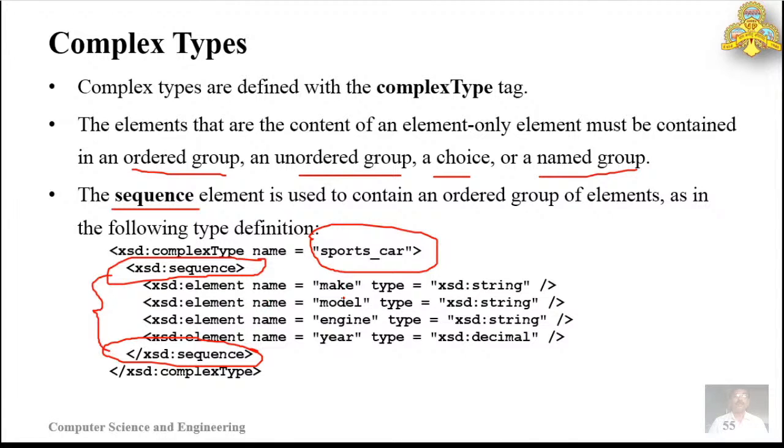So there are 4 child elements for sportsCar. One is make, next one is model, next one is engine, and year. The important point here is that this is an ordered group of elements. These 4 must exist in the sportsCar element, and also in the same order it should be provided in the XML document. So we should not alter this order. First you give the child element make, give the value, next model, then engine, then year. So this is the way of creating a complex type.